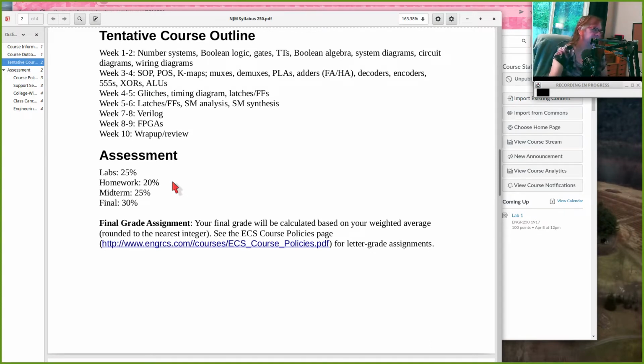So in addition to being a direct large component of your grade, they also help you know if you're ready for the exams, which are 25 and 30% of your grade for the midterm and final.